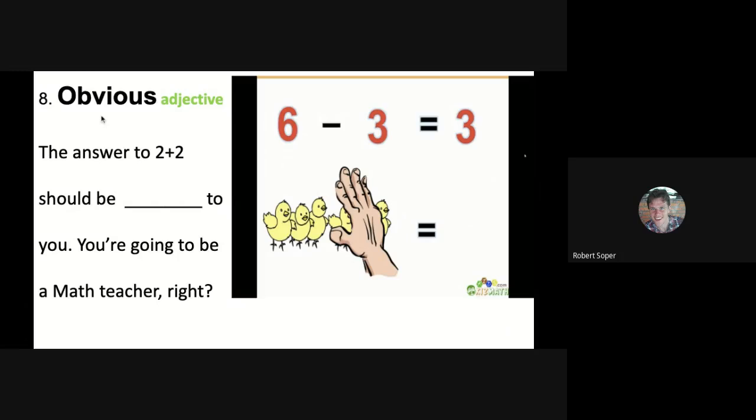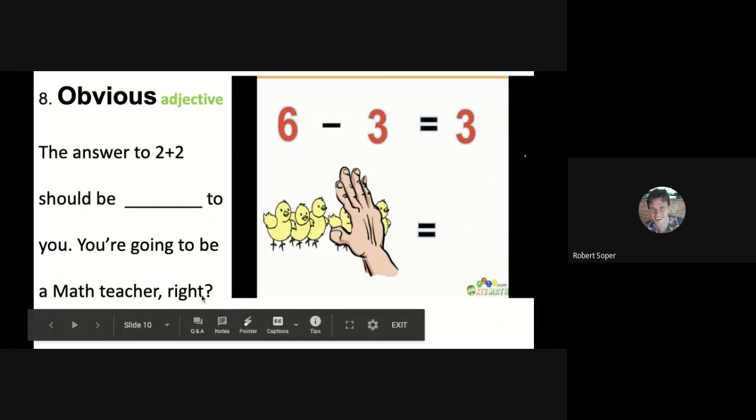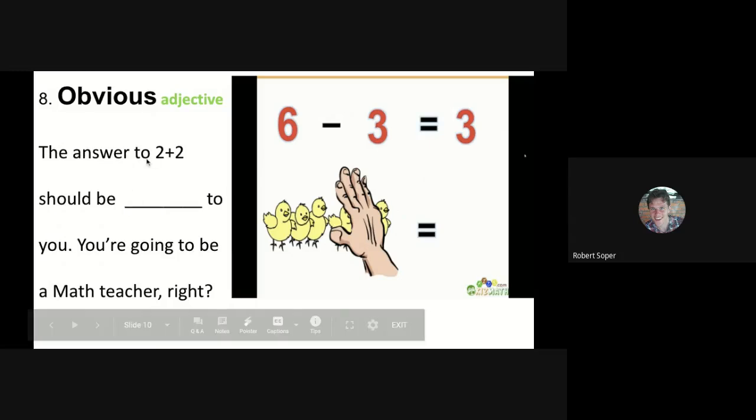So using this word obvious in a sentence, we could say the answer to 2 plus 2 should be obvious to you. Why? You're going to be a math teacher, right? Well, hopefully, even if you're not going to be a math teacher, the answer to 2 plus 2 should be obvious. It's not a hard mathematical formula or puzzle or arithmetic. Okay, let's move on.